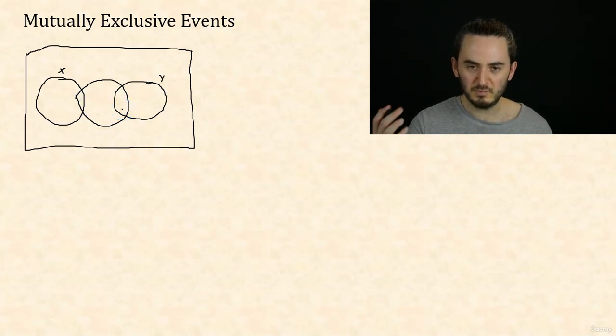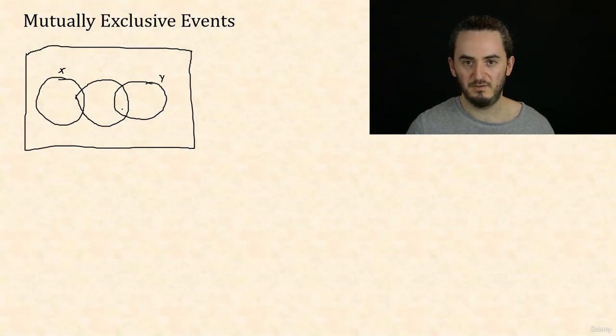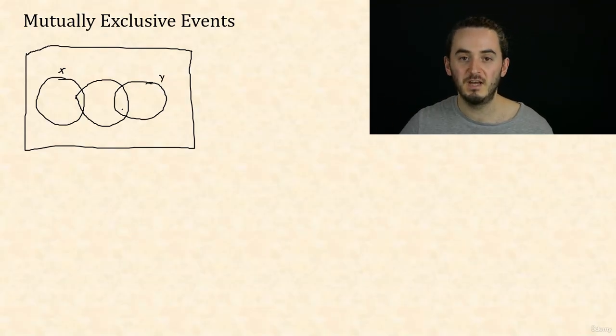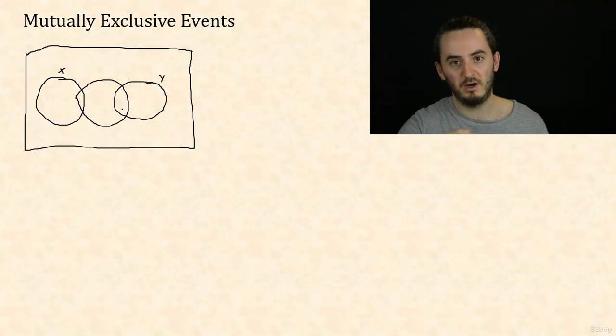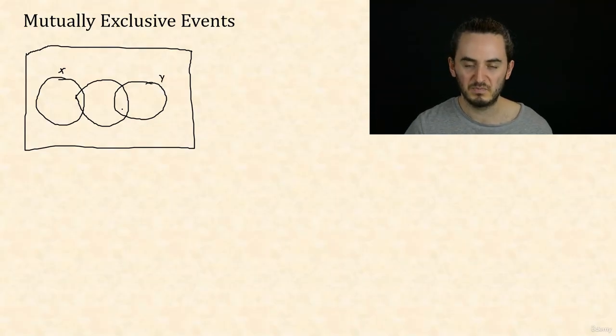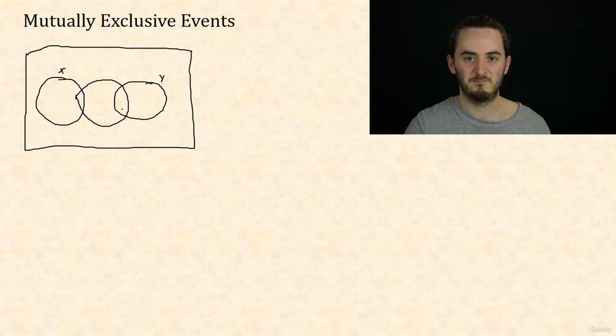Now, a lot of people mix up mutually exclusive and independence. Remember, independence means they have no effect on each other. Mutually exclusive means they have a massive effect on each other. If one happens, the other one never happens. So it's like a really extreme form of non-independence. Let's have a look at a question that brings together everything we know about independence and mutually exclusive events.